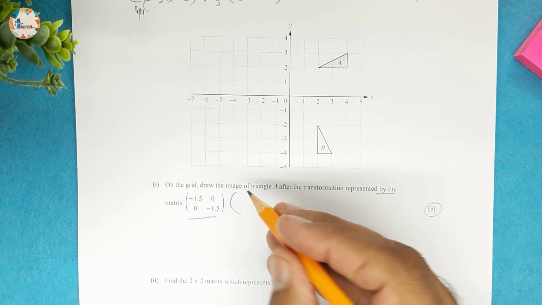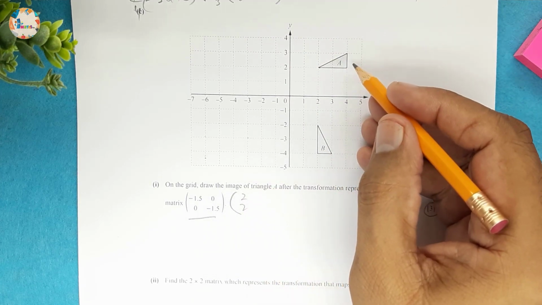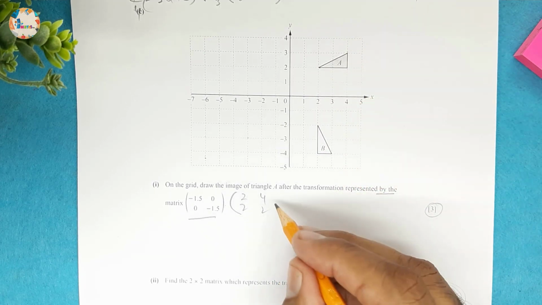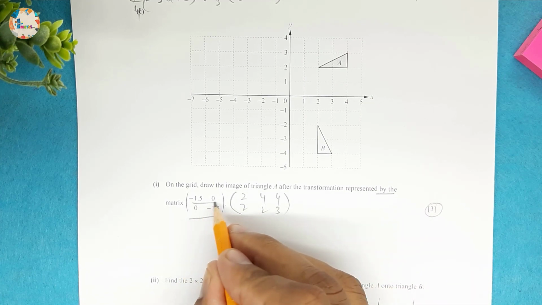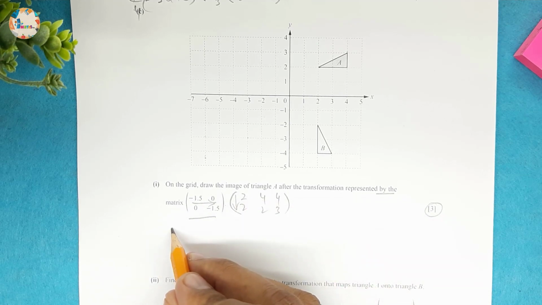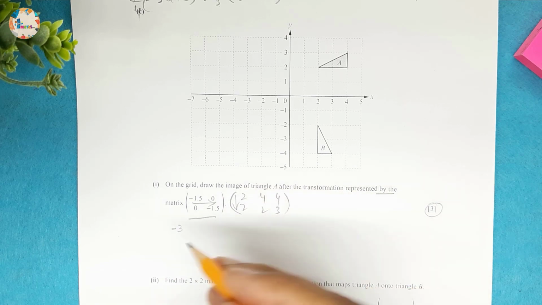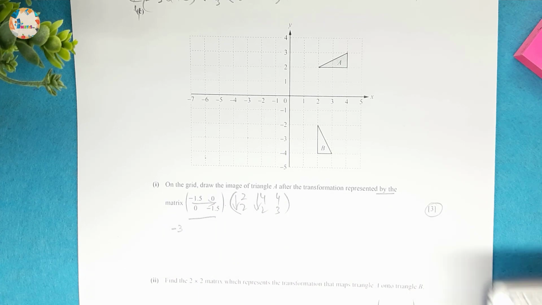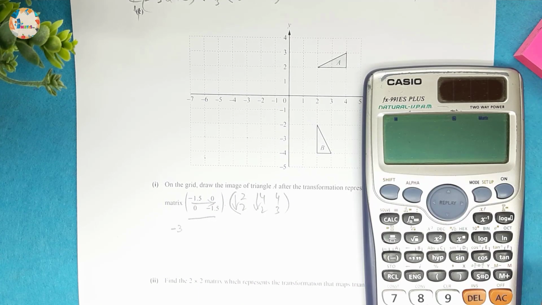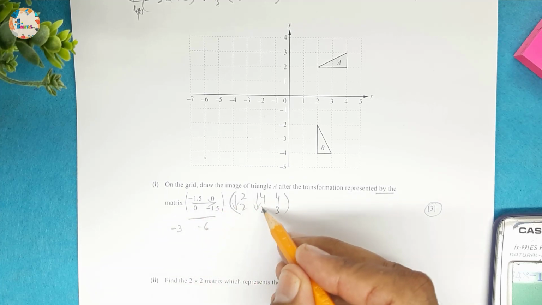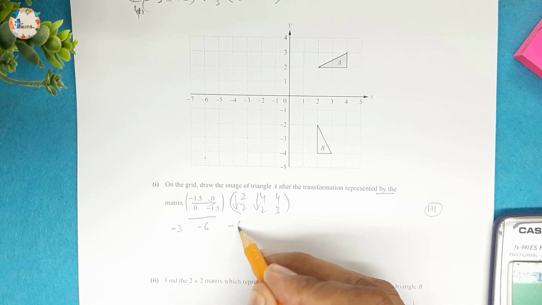Coordinates of A are 2, 2, so we can write here 2, 2, and then 4 and 2, and next will be 4 and 3. Then we will be multiplying first row with first column. So it will be minus 3 and 0 plus 0, and this into this will be 4 into minus 1.5. 4 into minus 1.5 will be resulting to minus 6. So this will be minus 6 and 0, and the next will be again minus 6 and 0.